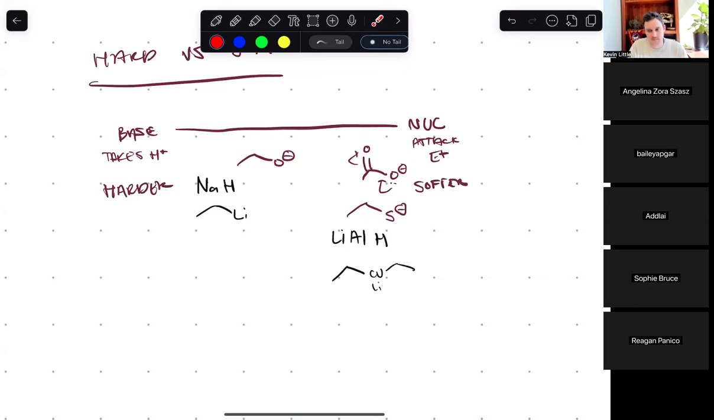Does that make sense? Yeah. And likewise, LAH is probably a little bit harder, right? Just because it's still an H minus. So it's all in this spectrum of things. Softer things have more spread out charges, and we see that they tend to act more nucleophilic and less basic.